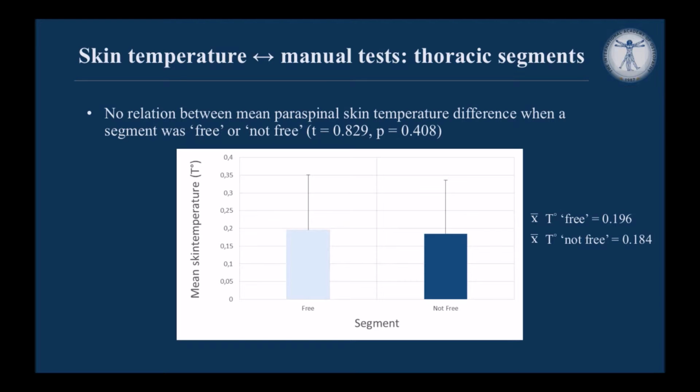Secondly, the mean paraspinal right-left skin temperature difference measured with infrared thermography as a function of the manual examination of the thoracic segments was compared. Therefore, an independent sample t-test was used. Results showed there isn't a relation between the mean paraspinal right-left skin temperature difference and if a segment was manually diagnosed as free or not free.